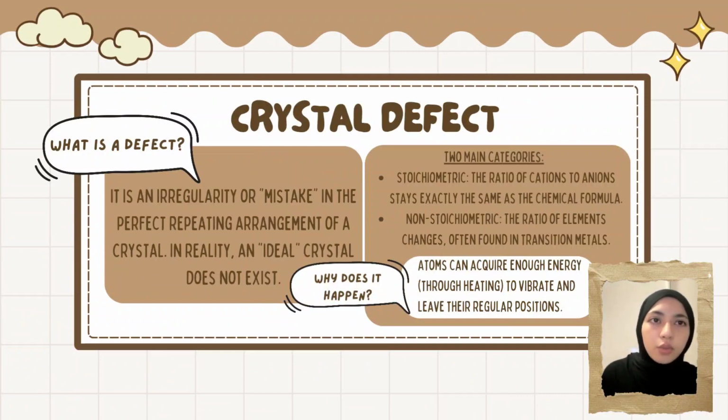On the other hand, we have non-stoichiometric defects. These are a bit more complex. Here, the ratio of the elements in the crystal actually changes. You will often see this in transition metal oxides like iron oxide. Instead of a perfect ratio, you might have a slight excess of metal or a deficiency of oxygen. This happens because some metals can have more than one oxidation state, allowing the lattice to stay electrically balanced even when the atom count is off.